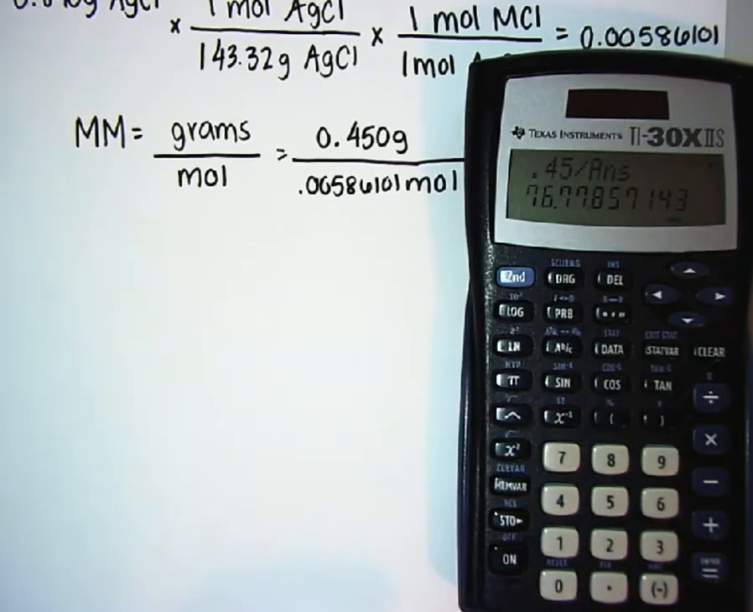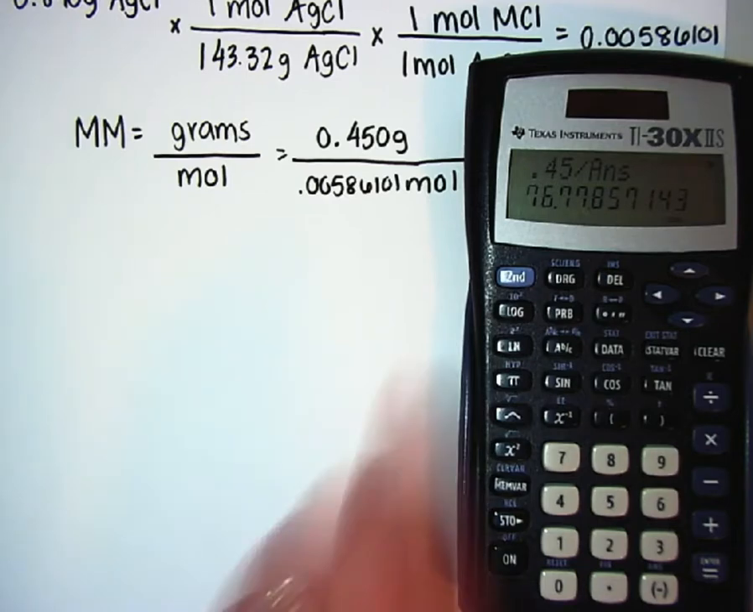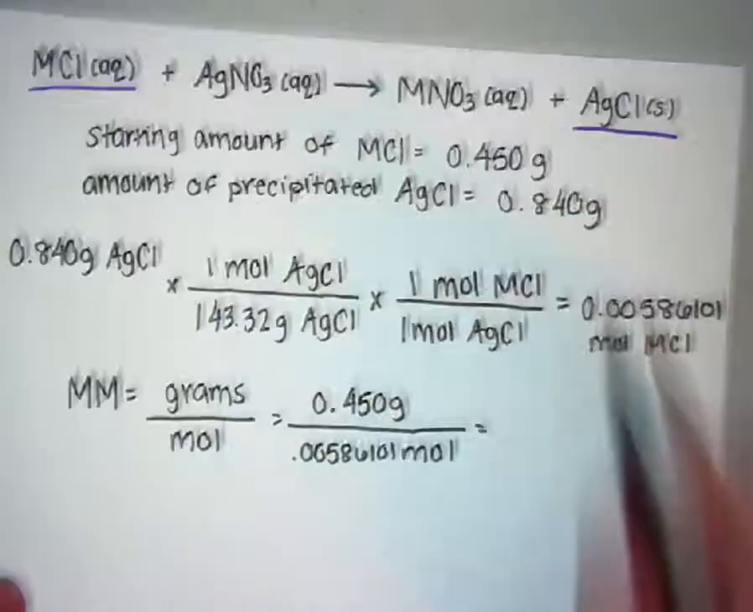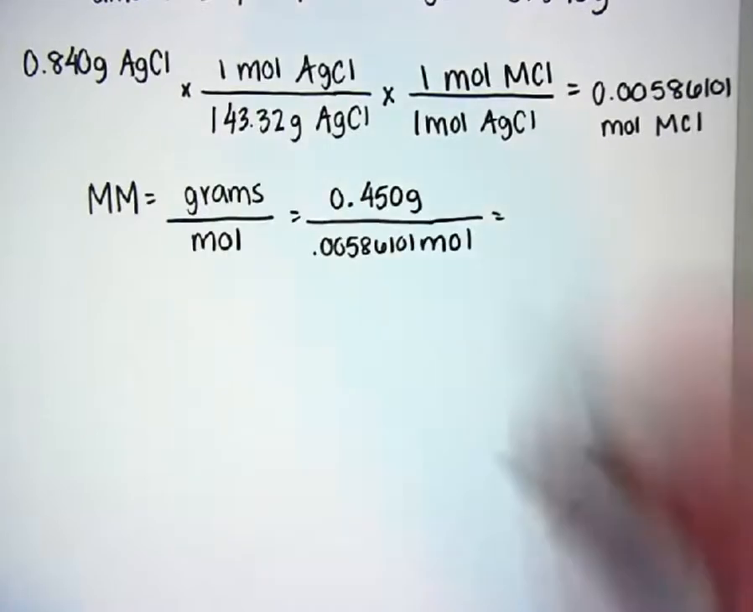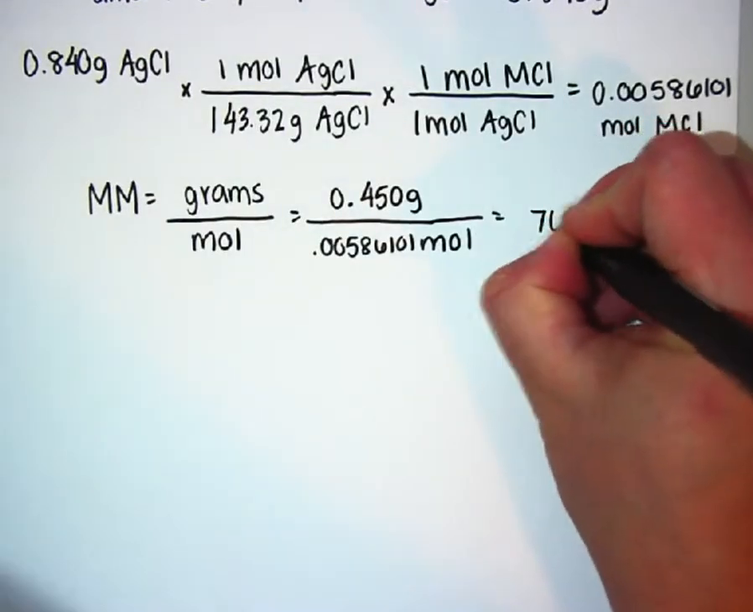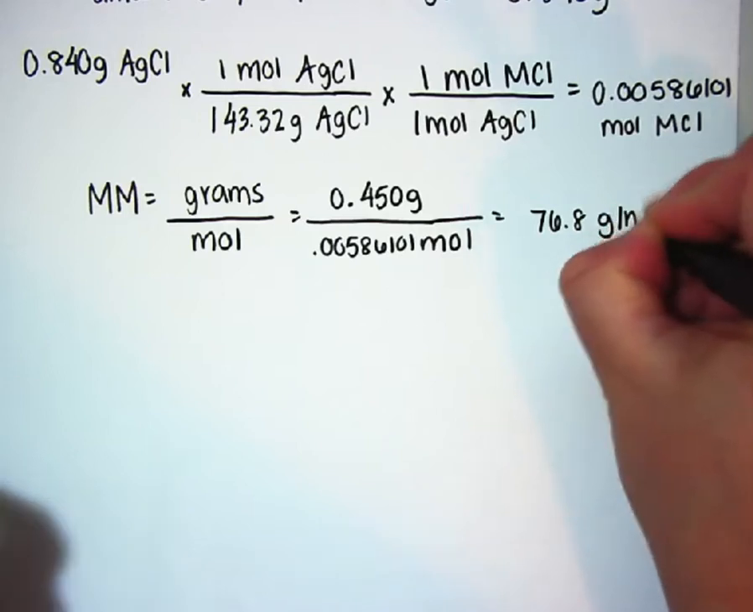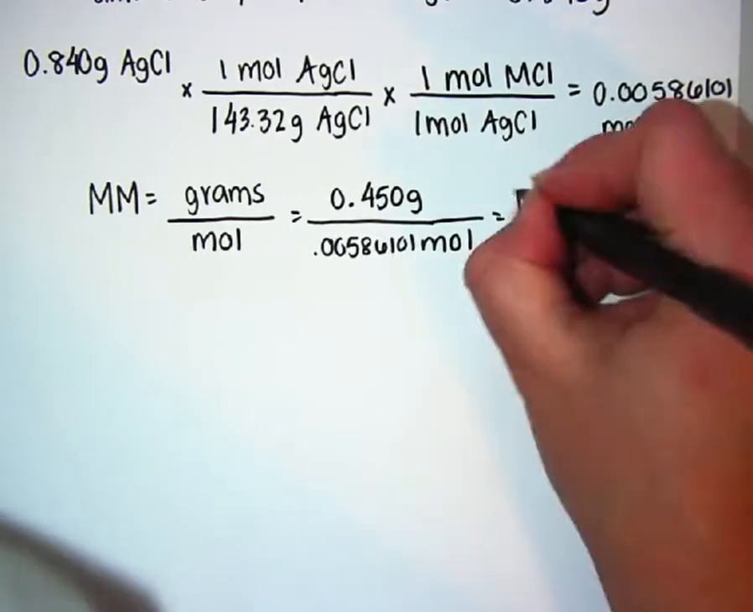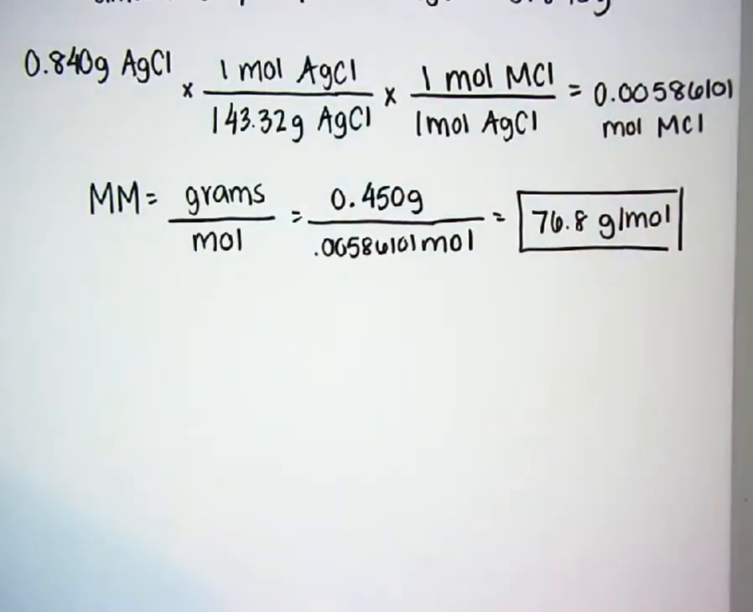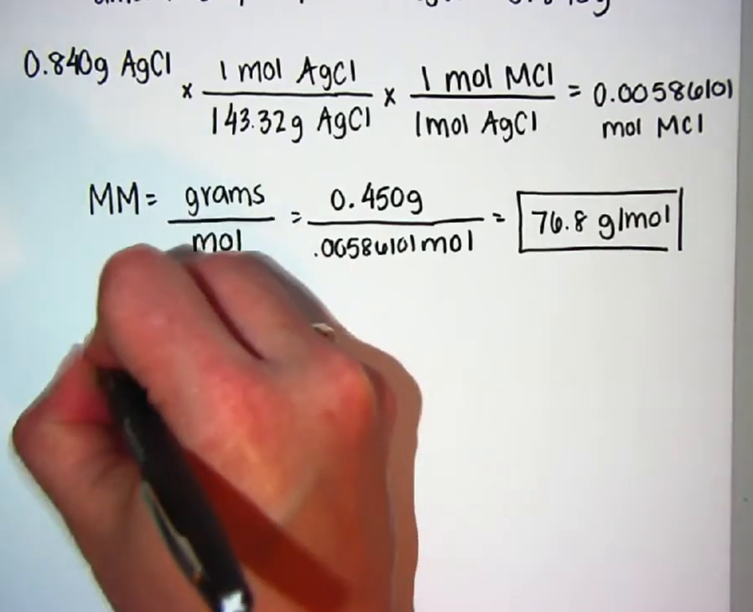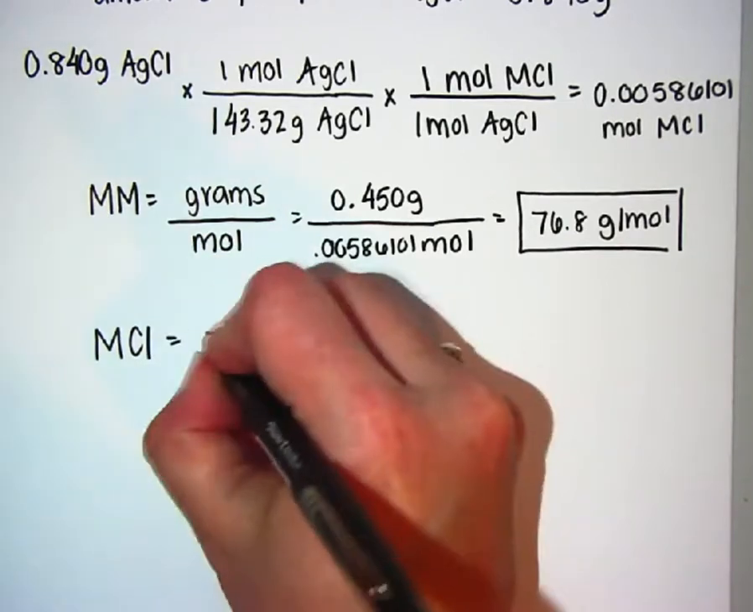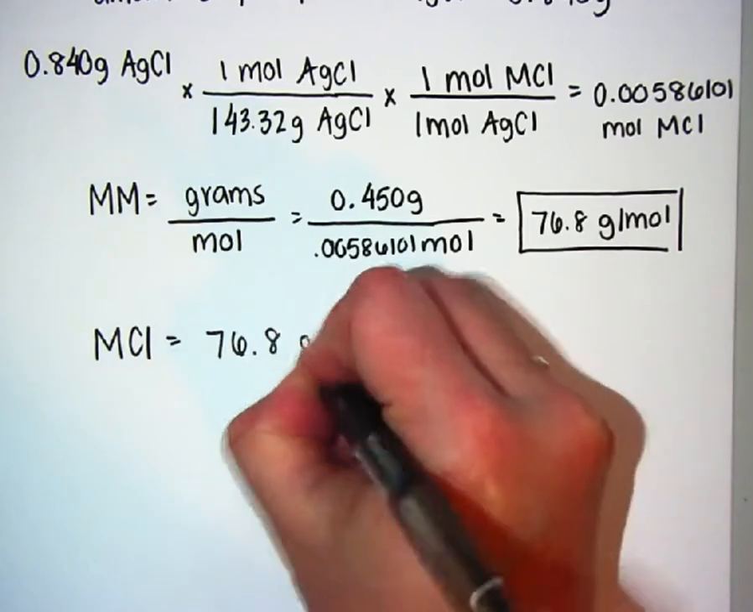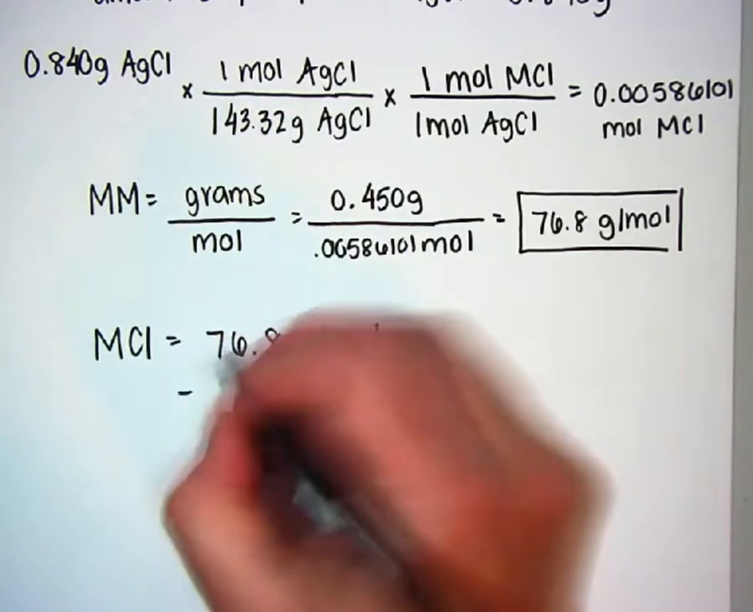76.778. We want to round to the appropriate number of significant figures, which would be 1, 2, 3. So 76.8 grams per mole would be my molar mass. Let's say we wanted to solve for the identity of M. So the molar mass of MCl minus the molar mass of chlorine.